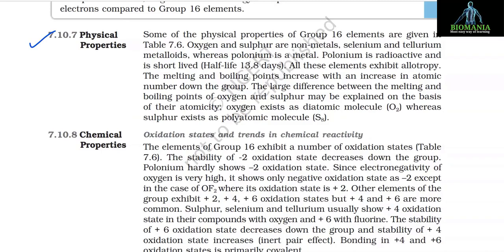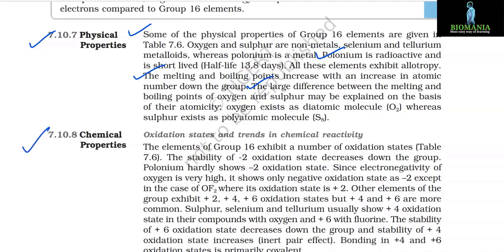7.10.7 Physical properties. Some of the physical properties of group 16 elements are given in table 7.6. Oxygen and sulfur are non-metals, selenium and tellurium metalloids, whereas polonium is a metal. Polonium is radioactive and is short-lived. Half-life is 13.8 days. All these elements exhibit allotropy. The melting and boiling points increase with an increase in atomic number down the group. The large difference between the melting and boiling points of oxygen and sulfur may be explained on the basis of their atomicity. Oxygen exists as diatomic molecule, whereas sulfur exists as polyatomic molecule, S8.